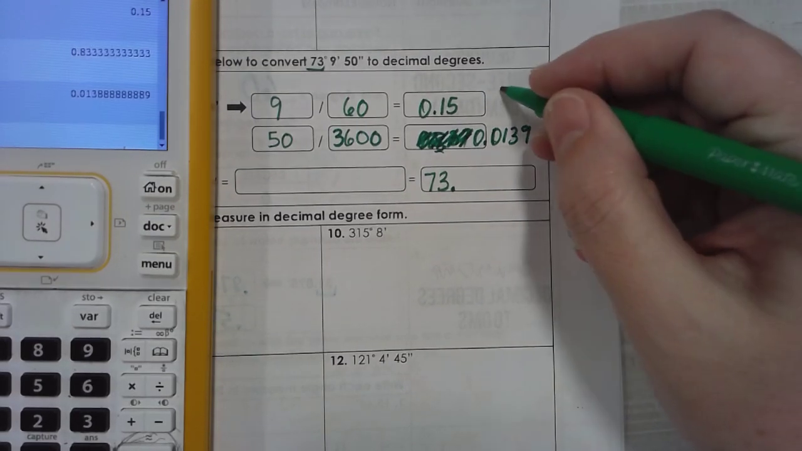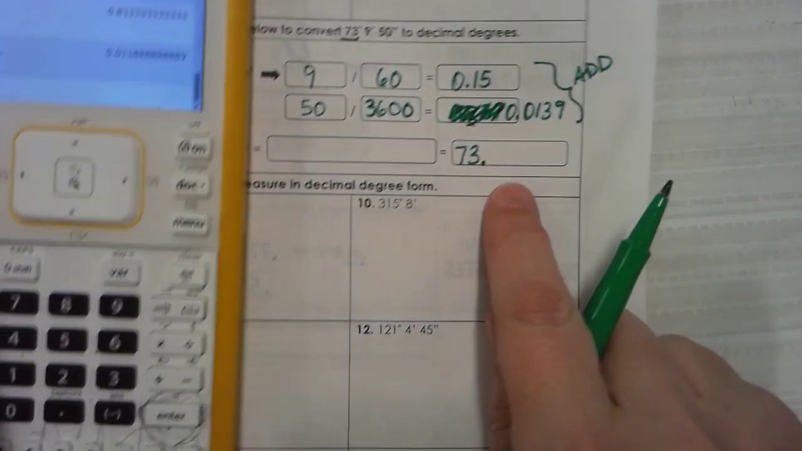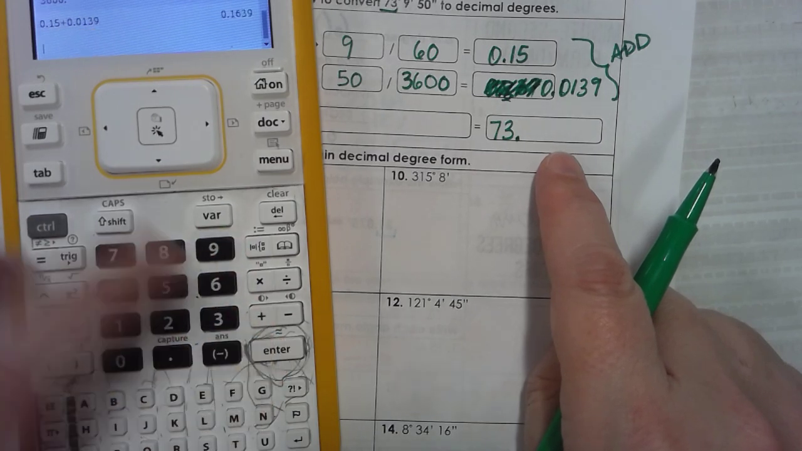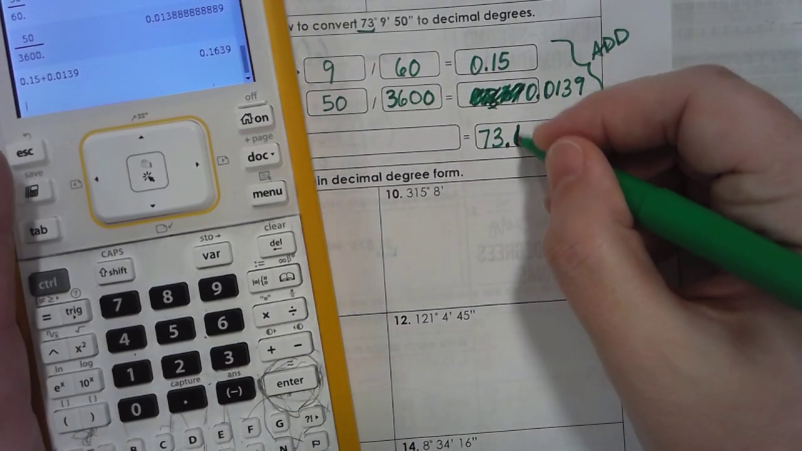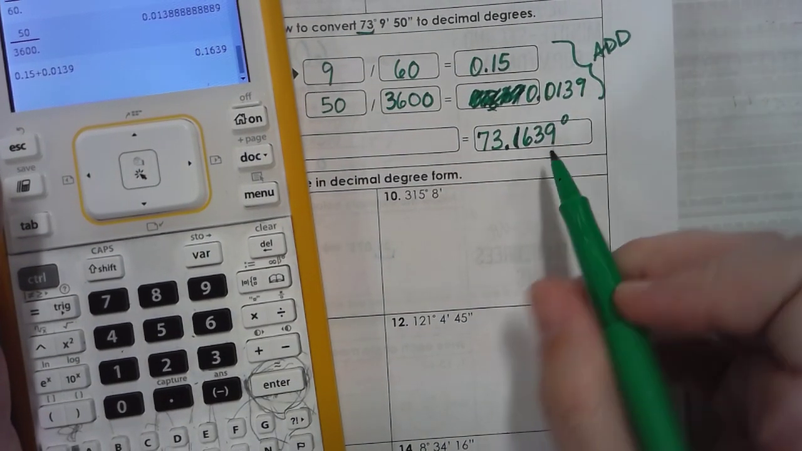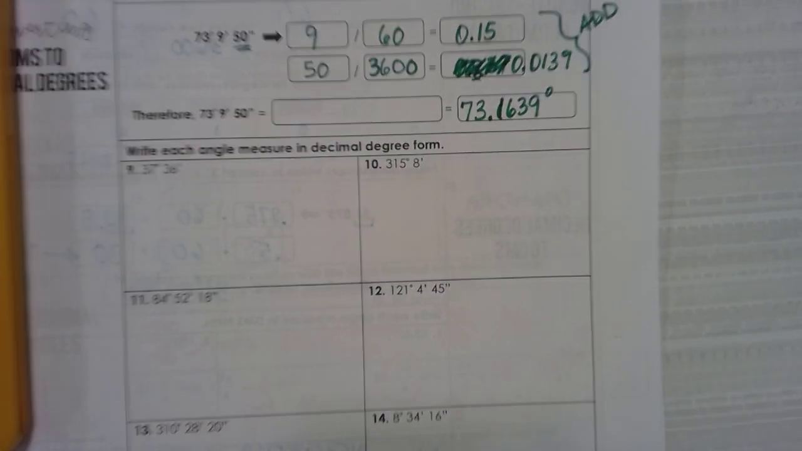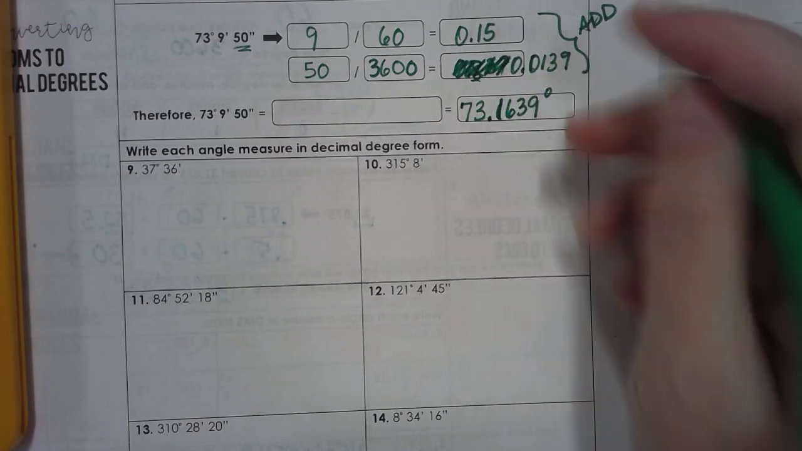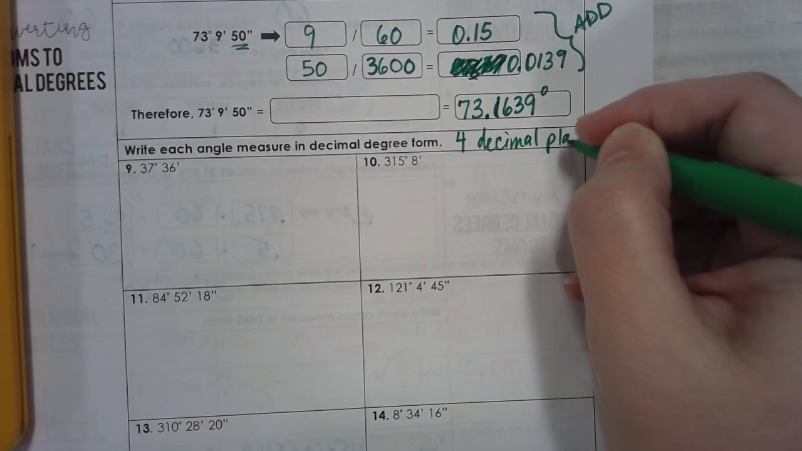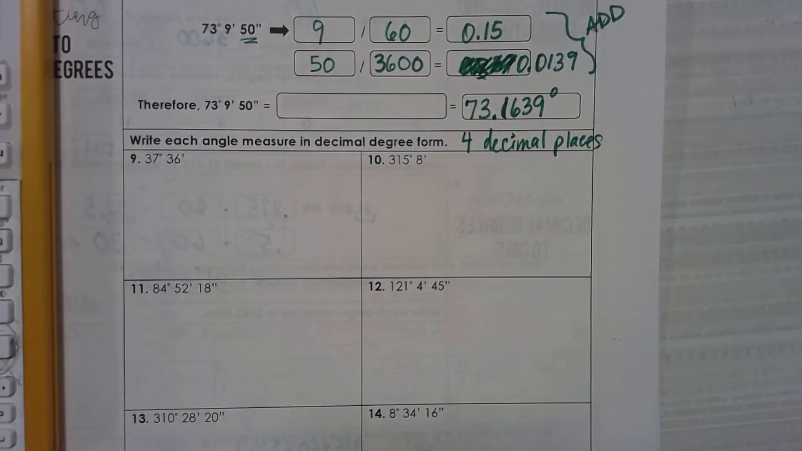Okay, now here's the last step. We're going to take these two answers, and we're just going to add them together. So 0.15 plus 0.0139. I'm going to add those together, and I get 0.1639. So this is 73 degrees and 1639 ten thousandths or whatever it might be. Okay, and we are going to write these to 4 decimal places for accuracy. Okay, so let's do one last problem.